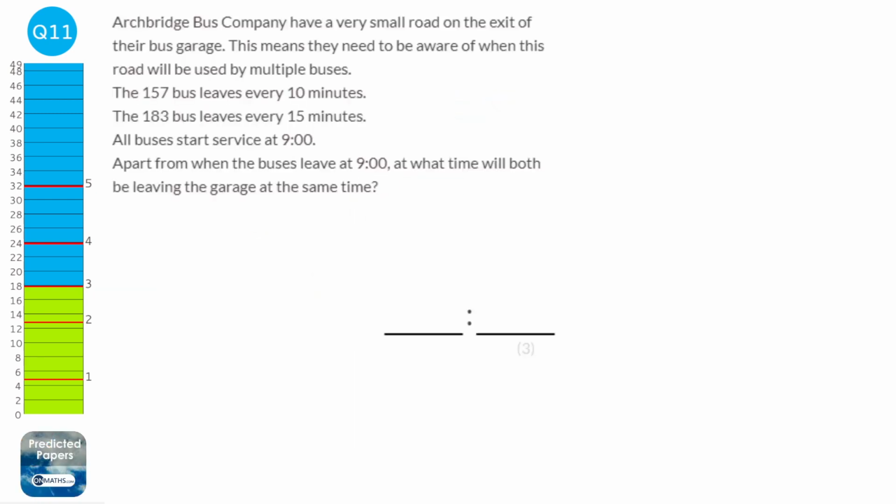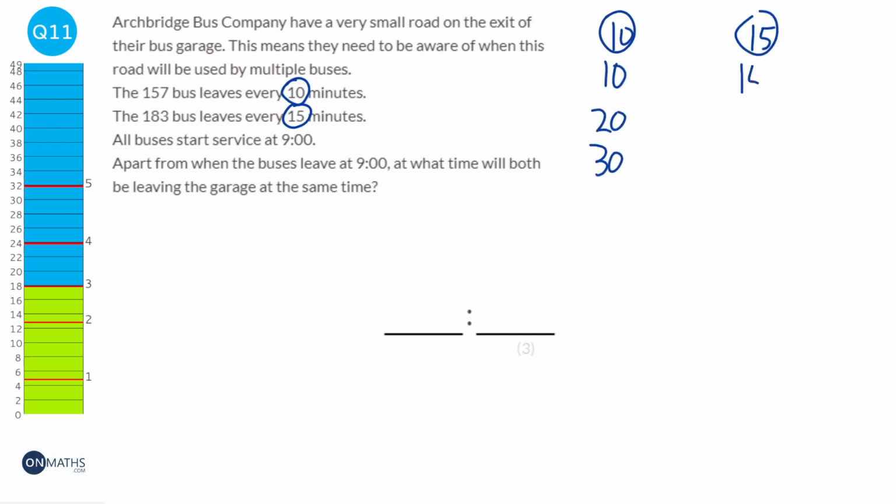To answer this question, we basically need to find the lowest common multiple of the 10 minutes here and the 15 minutes here. So we're going to start off just by doing the 10 and 15 times table. So it would be 10, 20, 30. And 15 times table would be 15 and 30. So the lowest common multiple is 30. So after half an hour, these buses will sync up. They'll both leave at the same time. And all buses start service at 9 o'clock. So it will be half an hour after 9 o'clock, which will be 9:30.